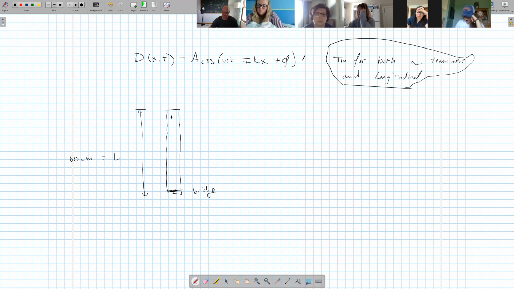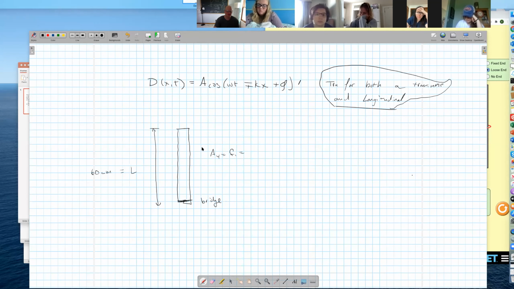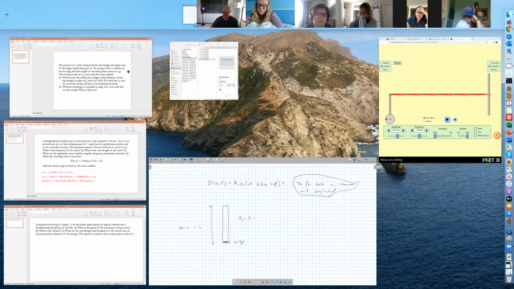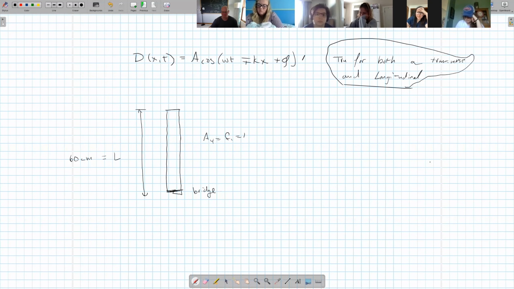When this is played, it produces an A4 note, equal to the fundamental frequency, 440 hertz. Then we want to know where the cellist has to put their finger. Let's say their finger has to go here, and we want to know this distance here. Let's call that X. So what is X equal to?